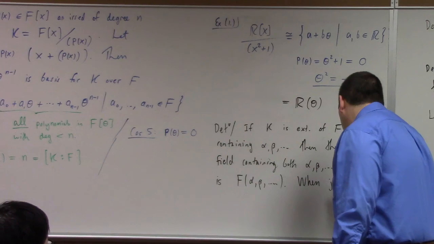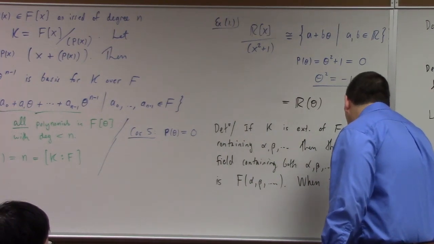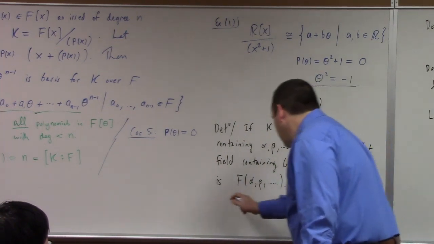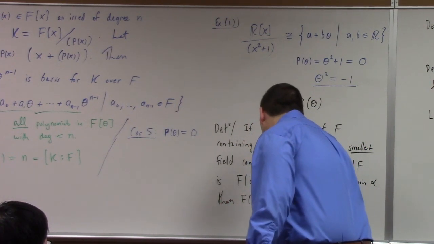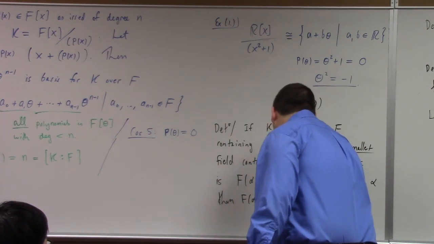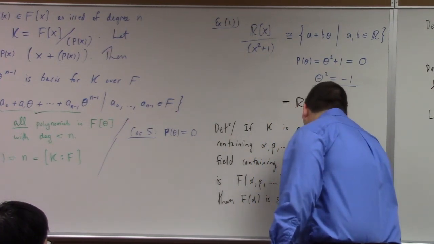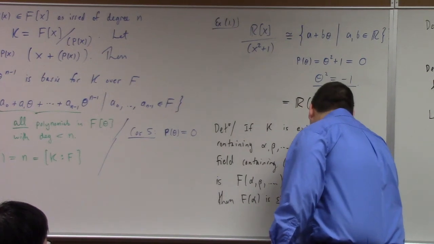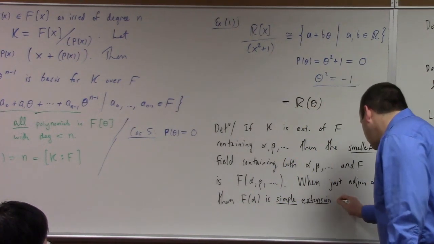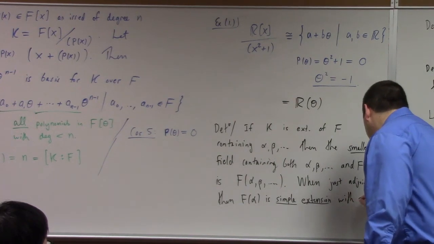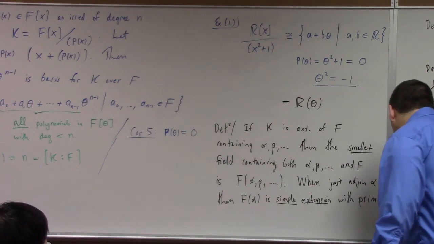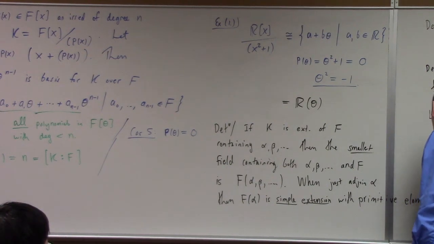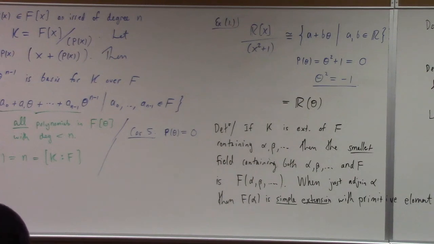When we just adjoin alpha, then we have F of alpha, which is a simple extension. All right, simple extension, with primitive element, I think it's primitive element alpha, right?